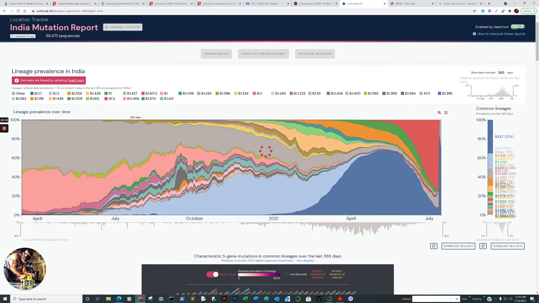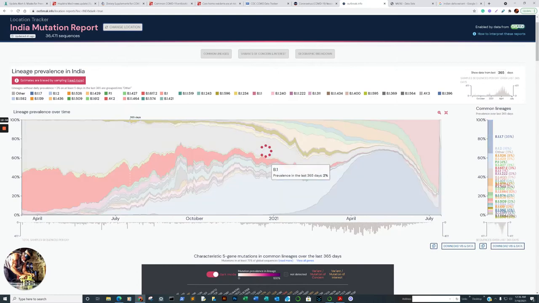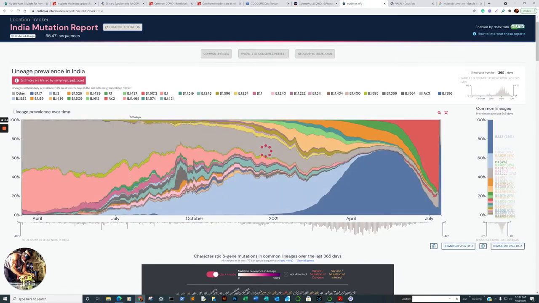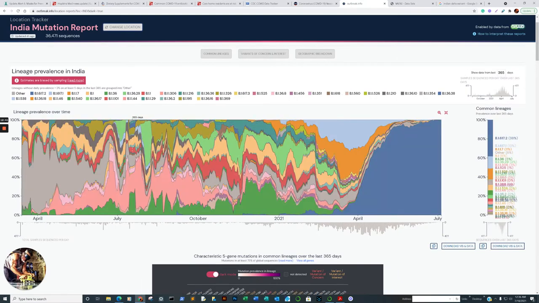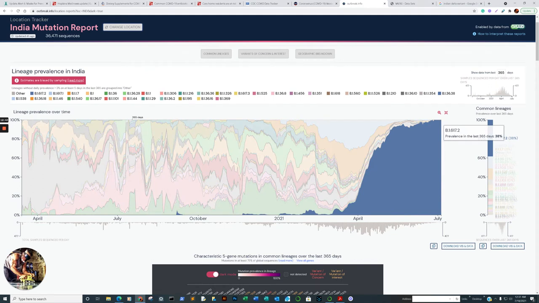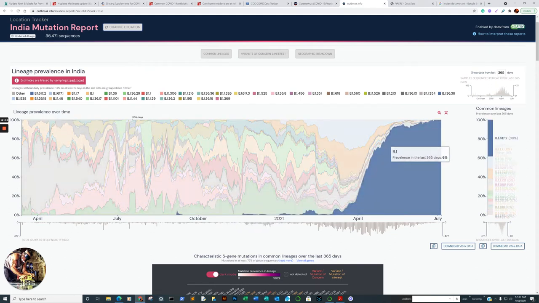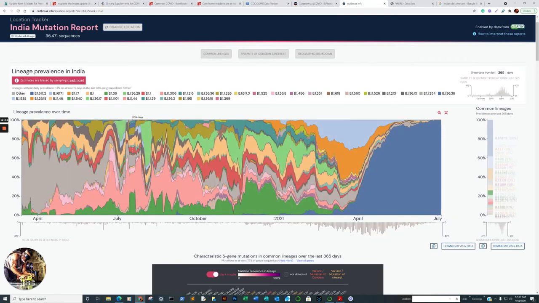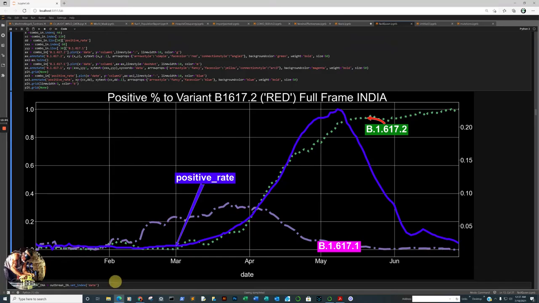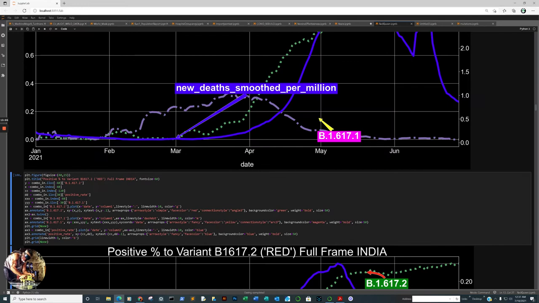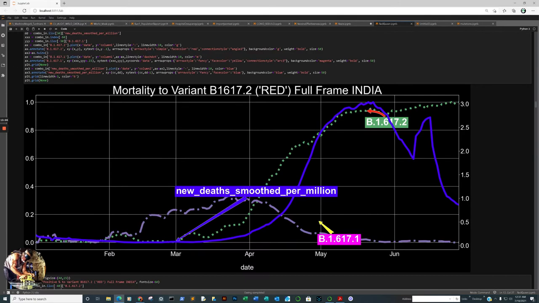And basically, look at that. Is that amazing or what? There it goes. All right. Yeah, looks like pure chaos. There's B.1.617.2. It's predominant. In fact, if you talk about viral pathogen replacement, it made everything else go bye-bye. And look at that. And then again, look at the positivity rate. Look at the mortality rate.